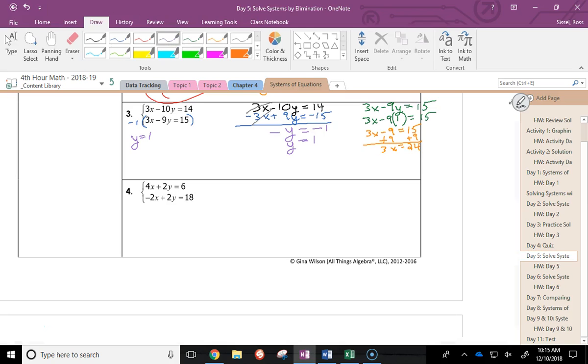What do we do next? Divide by what? Divide by the 3. x equals 8. Our answer is 8, 1.